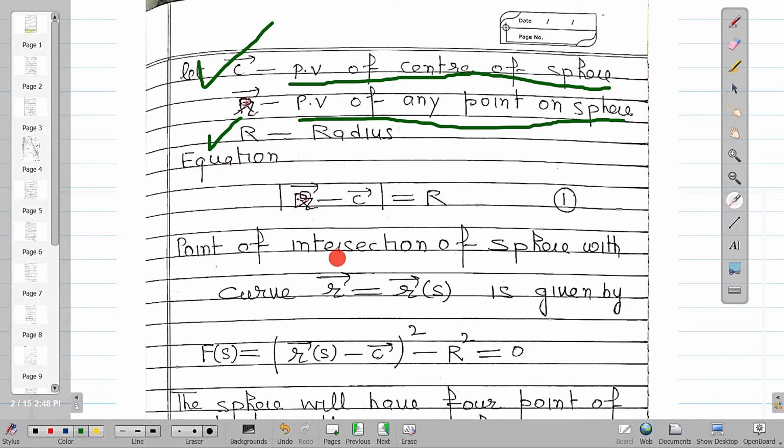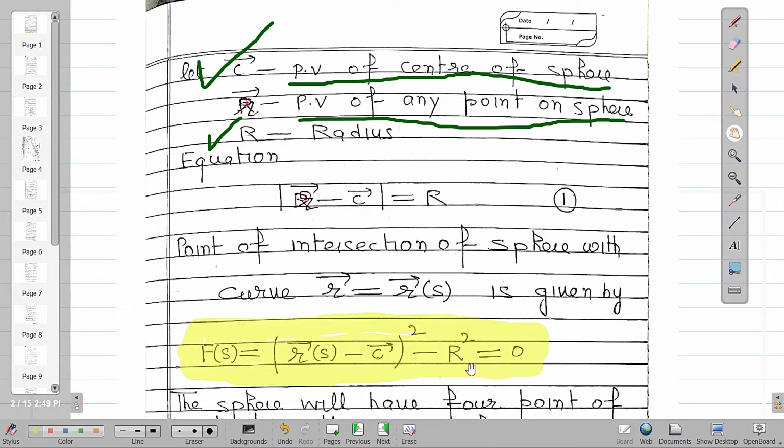The point of intersection of the sphere with the curve r equals r of s is given by f of s, which is equal to the square of r of s minus c, minus R squared, equal to 0. Remember this equation, the equation for the point of intersection of the sphere with the curve, because we will use it in many equations. So f of s equals r of s minus c, squared, minus R squared.